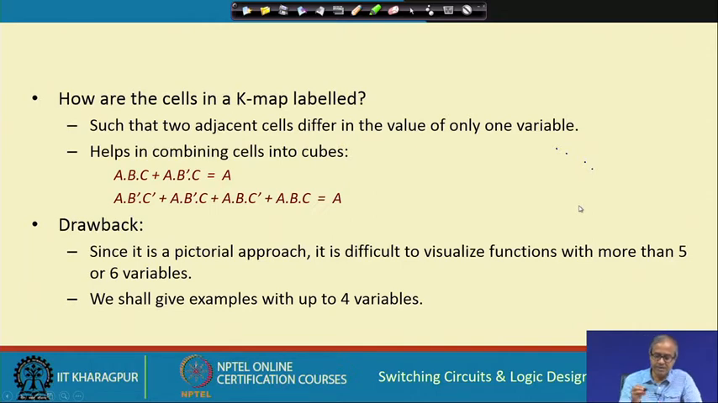So, this Karnaugh map is fine, but of course, there is some drawback also. The main drawback is that because it is a pictorial approach, we cannot draw a figure like that with more than 5 or at most 6 variables. Even with 5 variables it becomes complicated. So, all the examples that we shall be showing will be up to 4 variables only. 5 and 6 variables become complicated, beyond 6 it becomes impossible. This is the main drawback of the Karnaugh map.